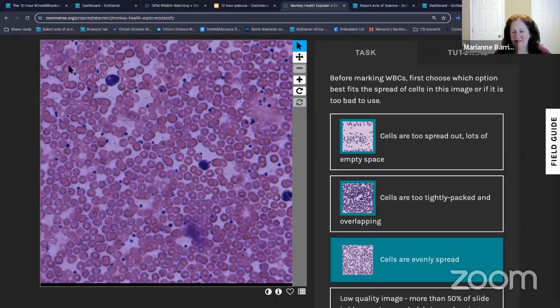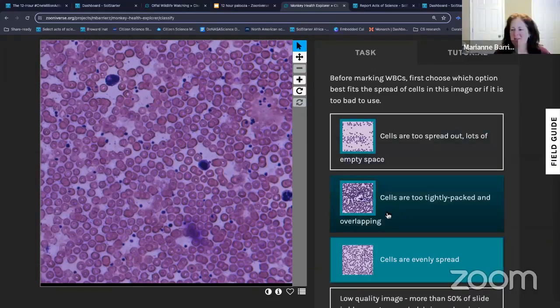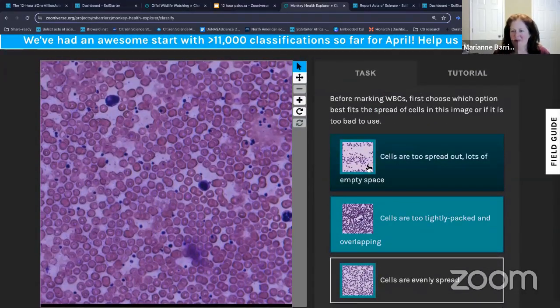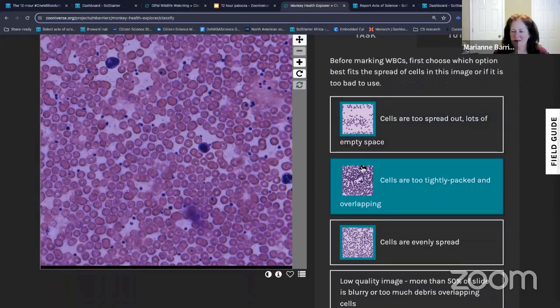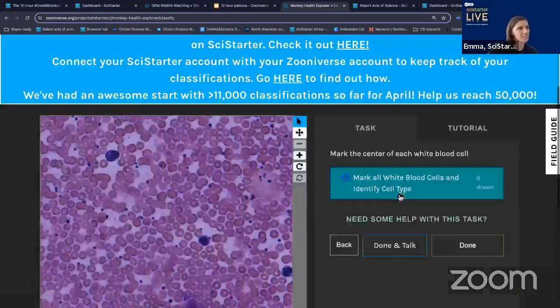Right. Maybe over there, actually, it's a little tough. Yeah, I would actually put that as tightly packed just because there are enough overlaps that I think it would be hard for the machine to. 25% plus overlaps in that one.